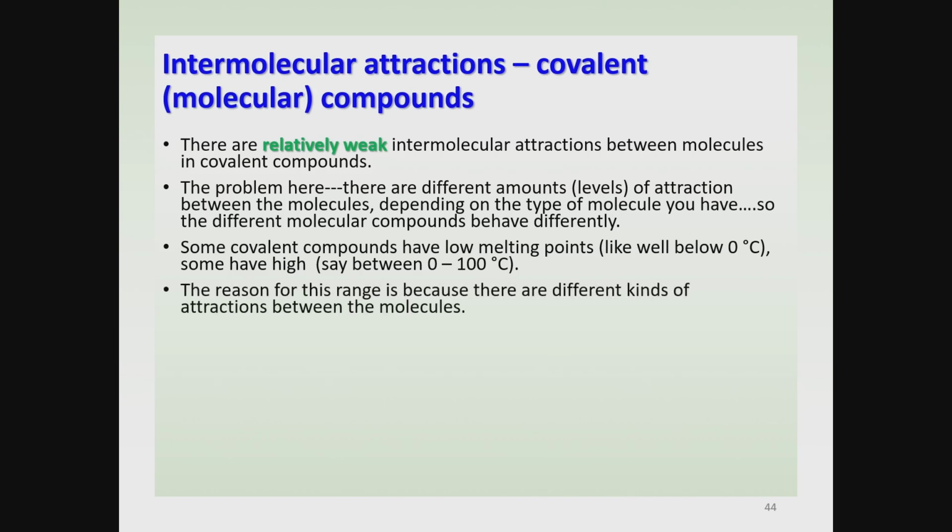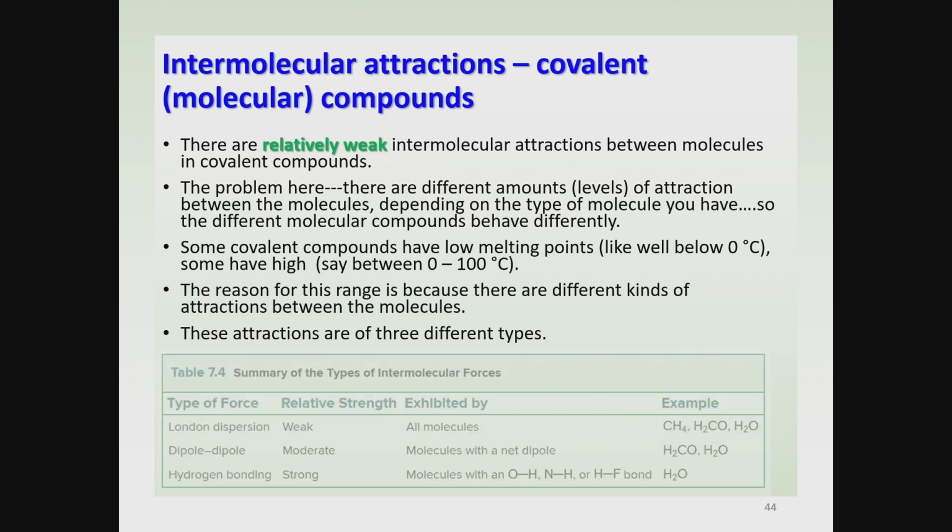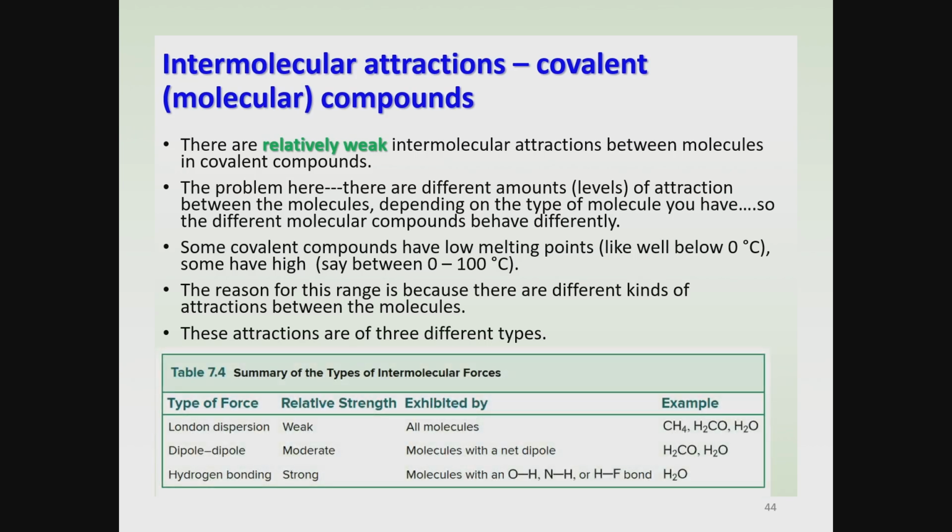So the reason for this range in the melting points of covalent compounds is because there are different kinds of attractions between the molecules which you need to be aware of. We have divided these attractions that occur between covalent molecules into 3 different types. And so here is a chart that's actually available in your book.